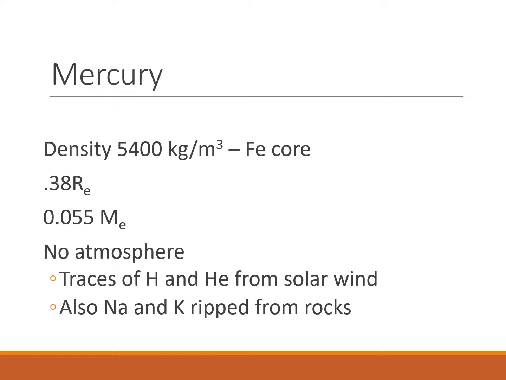There is no significant atmosphere to Mercury. It does have traces of hydrogen and helium, which are trapped by the planet from the solar winds. Also, there are traces of sodium and potassium that are being ripped from the rocks by those solar winds. But those materials are not held in place for a significant amount of time and so it's not a significant atmosphere.